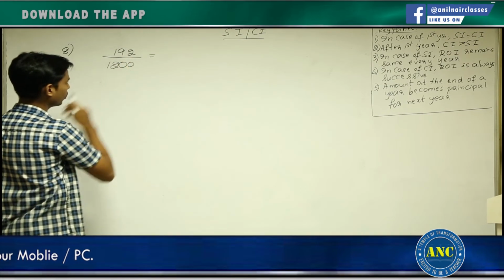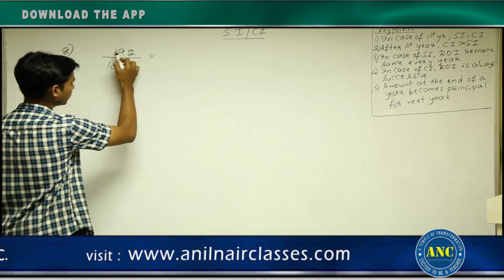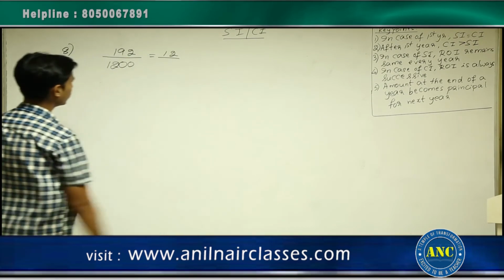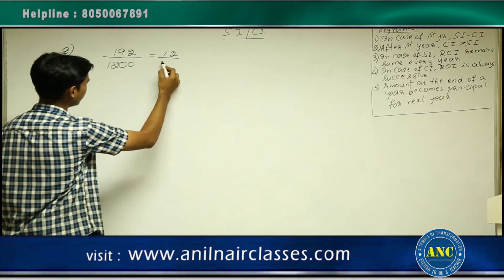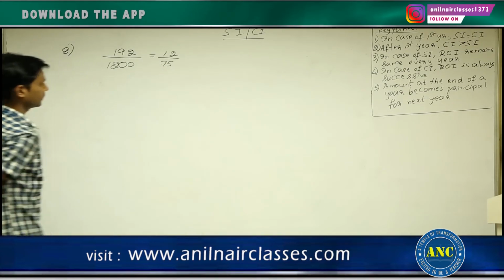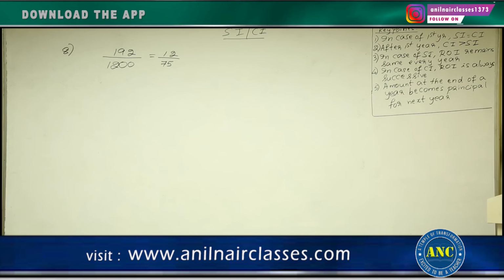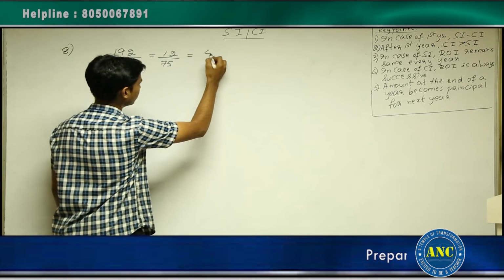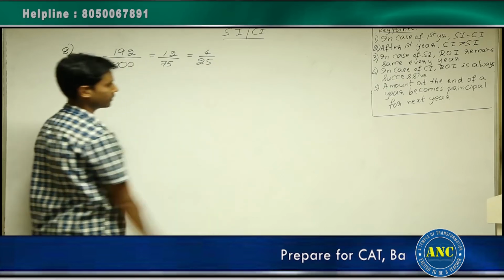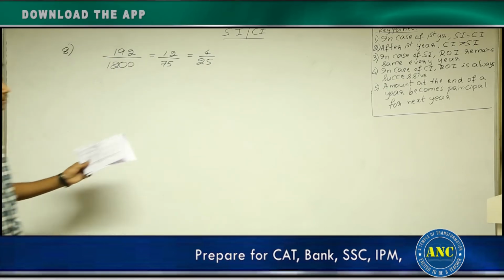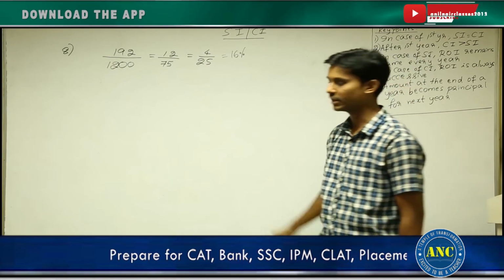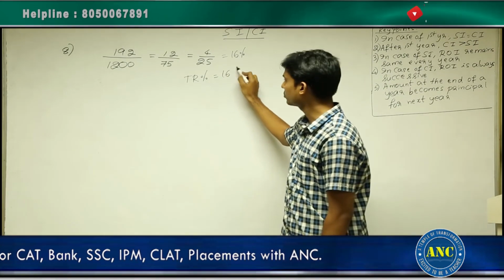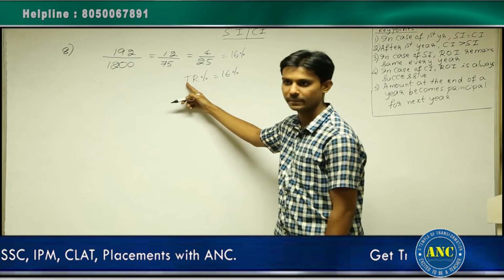So both will go by 16. This is 16 into 12, and 16 into 12 is 192. 16 into 75 is 1200. So this is nothing but 4 by 25. Agreed? 4 by 25. The number of years we don't know. What is the effective rate of interest in case of simple interest? TR percentage. That should be 16 percentage. We don't know T. We don't know T.